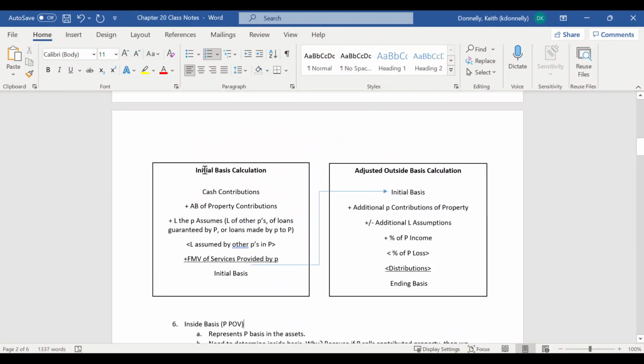So this right here is showing us our initial basis calculation. This is what we've looked at in the first PowerPoint. It's basically your cash plus your adjusted basis of property you gave, plus any liabilities the partner assumes, plus your share of debt, minus any liabilities assumed by other partners, plus the fair market value of services you provide, assuming you get the right type of ownership interests.